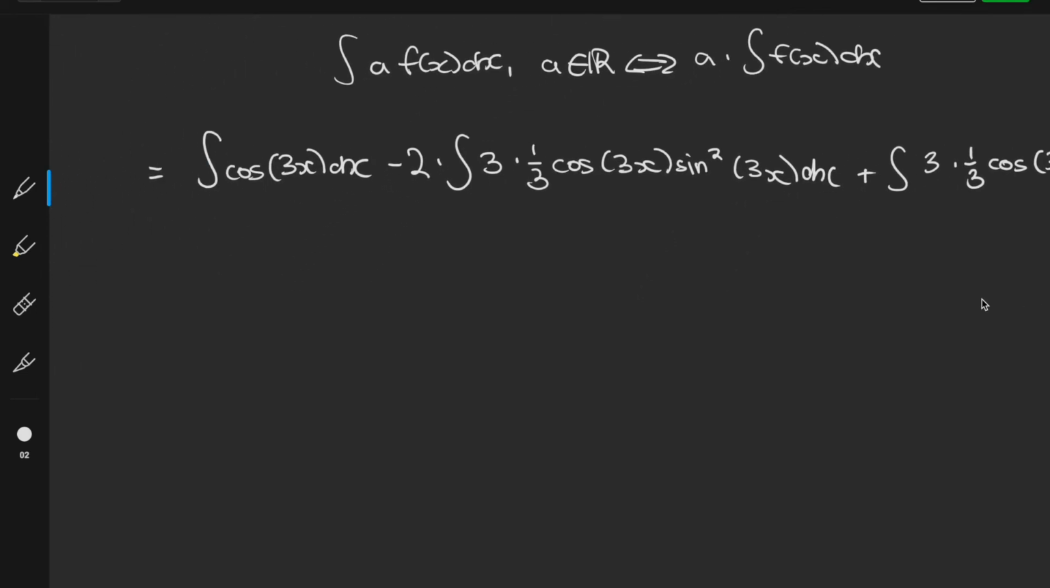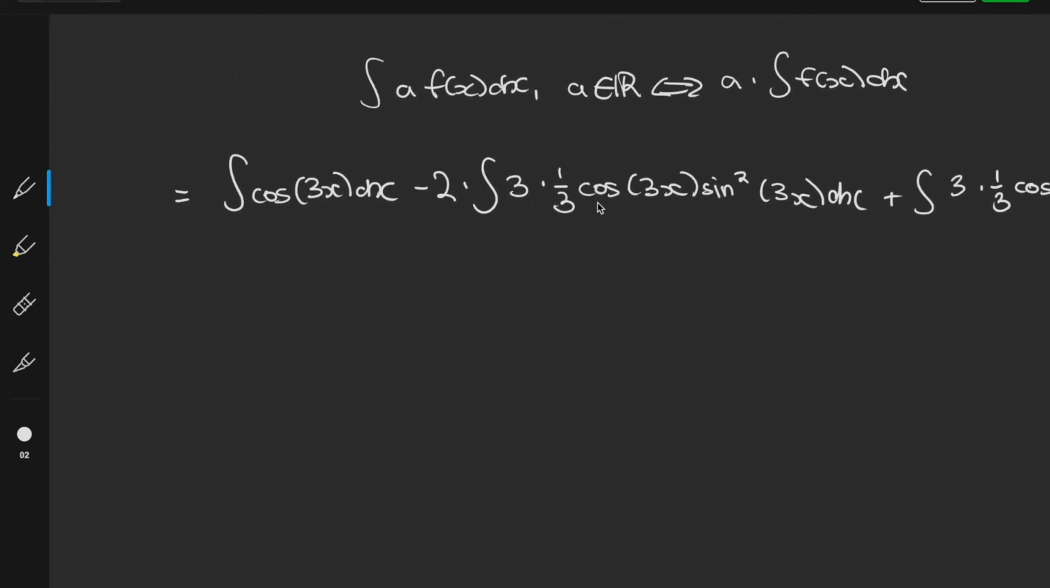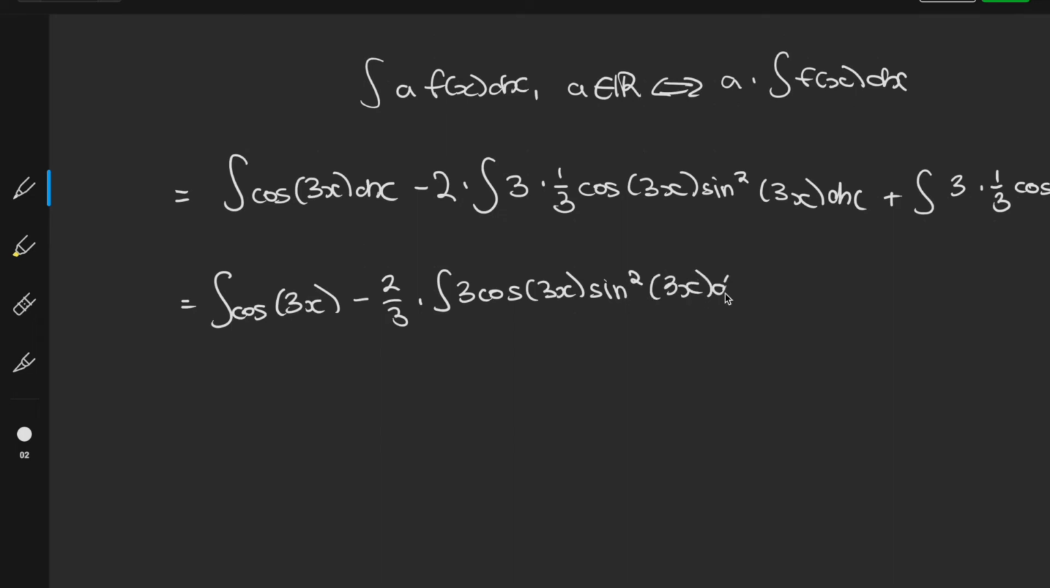So now we're just going to manipulate these using this property up here, but we're going to choose what we actually take out of the integral. So the first integral stays the same, but because we want this 3 to stay here, because that's the derivative of sine of 3x, 3 cosine 3x, we're going to take this third out here and multiply it by this 2. So that's going to give us minus 2 over 3 times the integral of 3 cosine 3x sine squared of 3x dx.